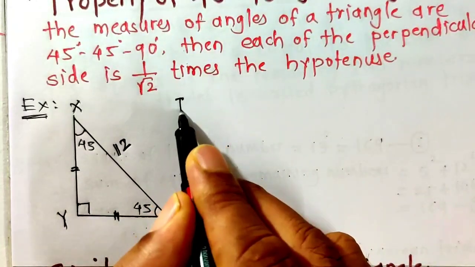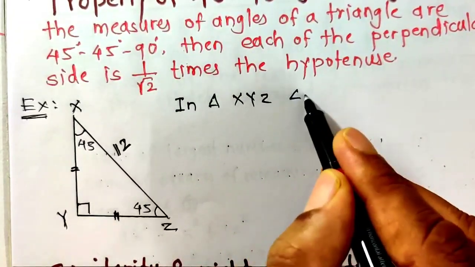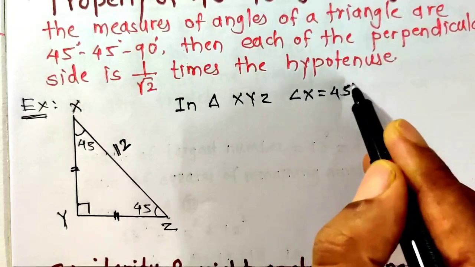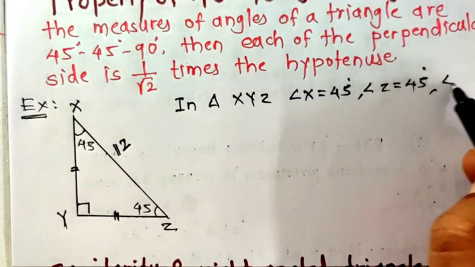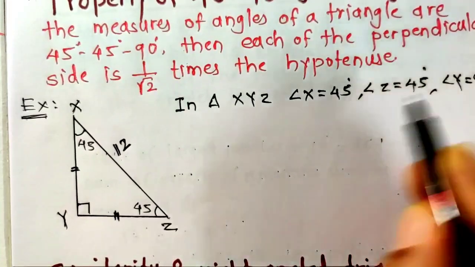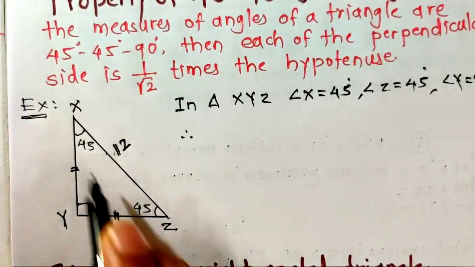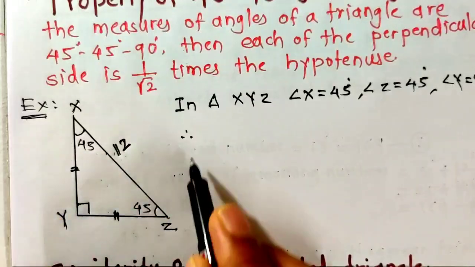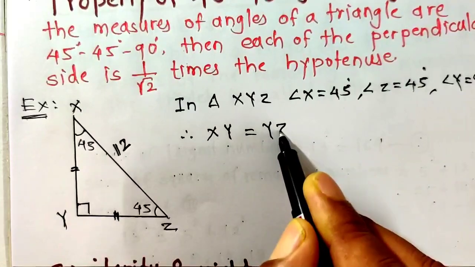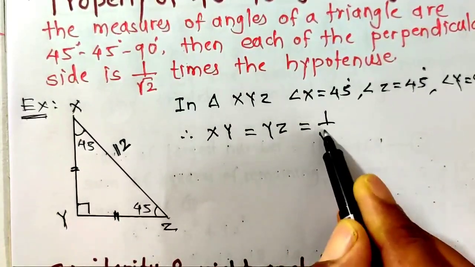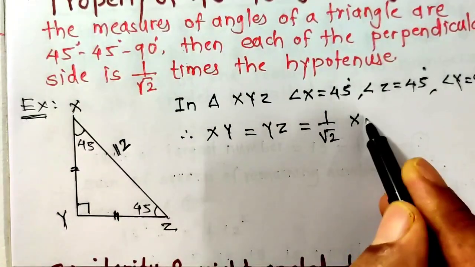So how to write it in triangle XYZ? Angle X is equal to 45 degrees, angle Z is again 45 degrees, and angle Y is 90 degrees. That means it is a 45, 45, 90 triangle. Therefore use that property. So perpendicular sides means XY is equal to YZ, both equal to 1 upon root 2 times the hypotenuse, which is XZ.